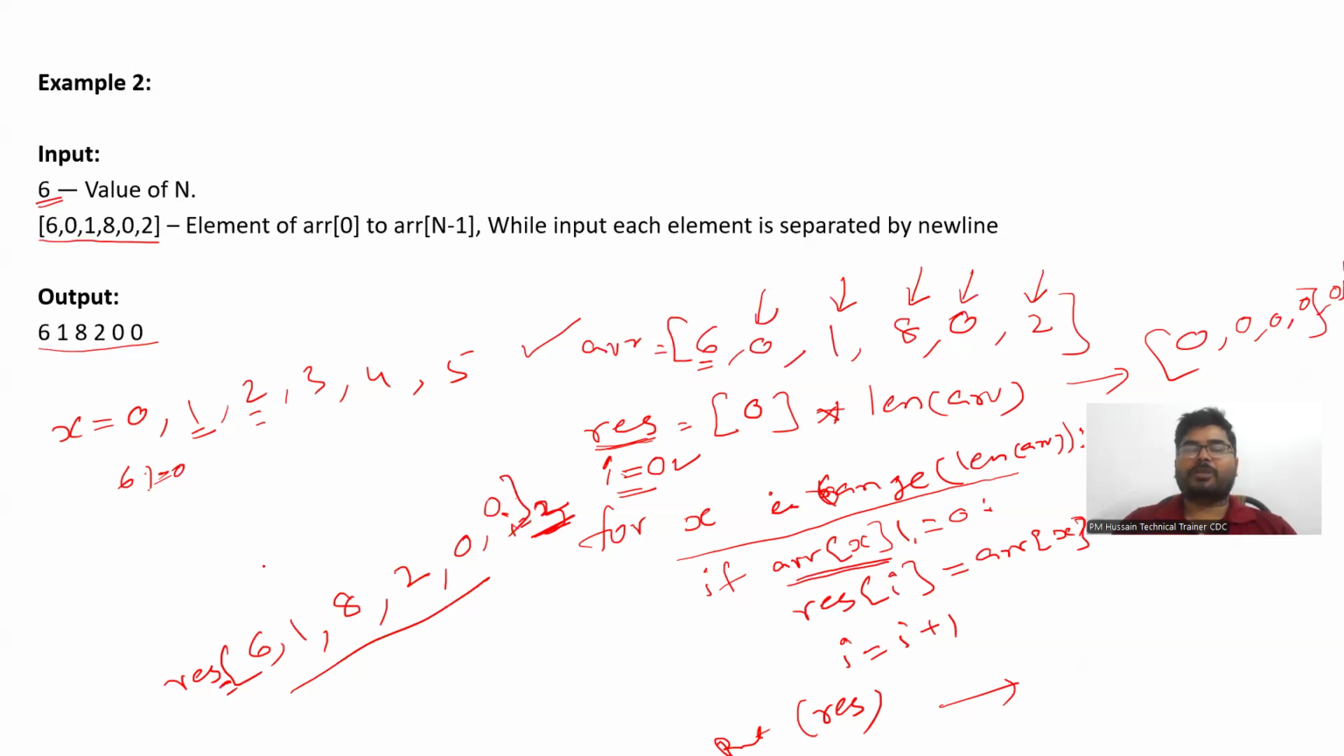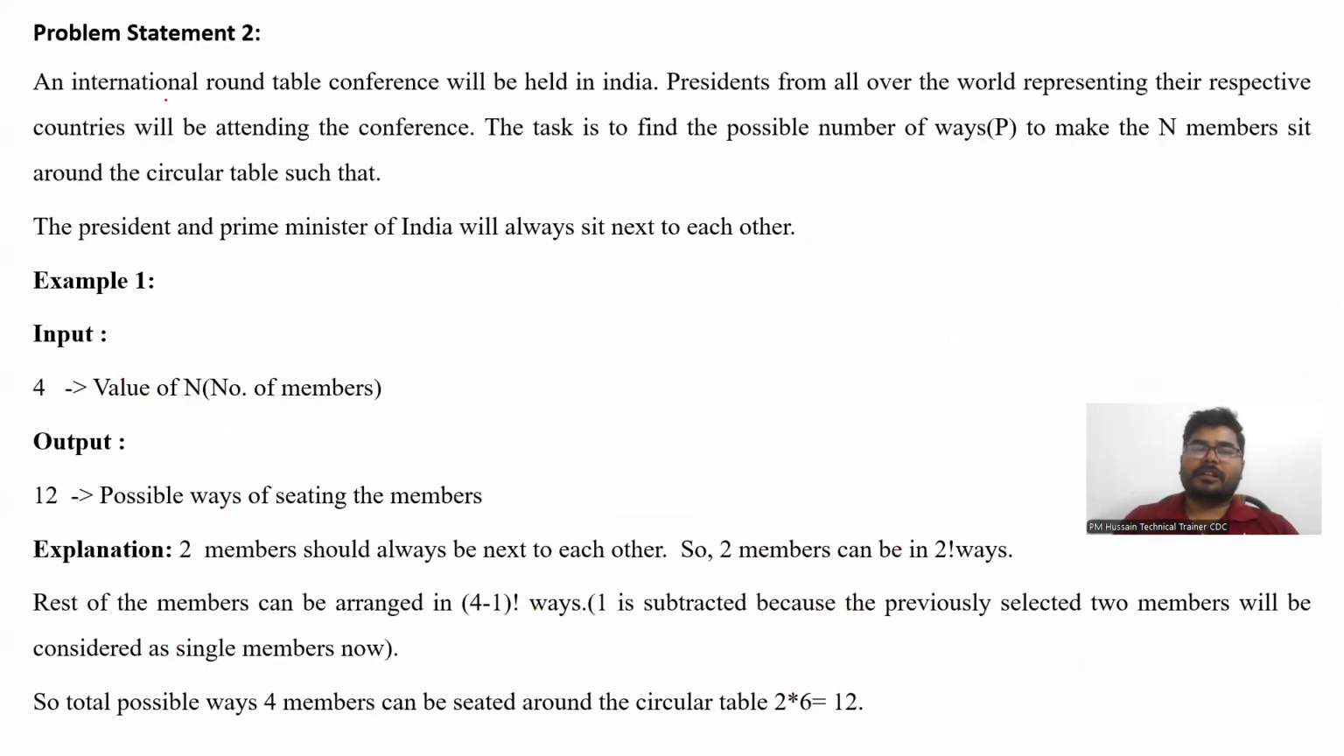Now check another problem here. An international round table conference will be held in India, and presidents from all over the world, representing their countries, will be attending this conference. The task here is to find the possible number of ways to make n numbers sit around the circle such that the president and prime minister of India will always sit next to each other.